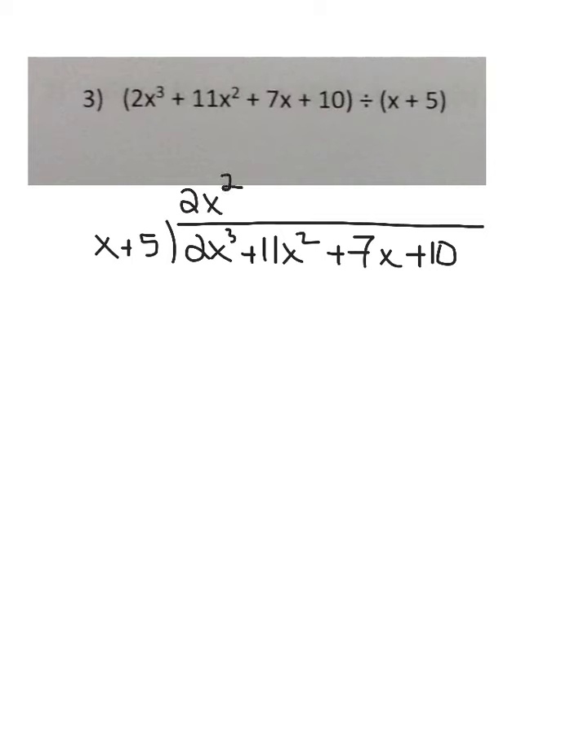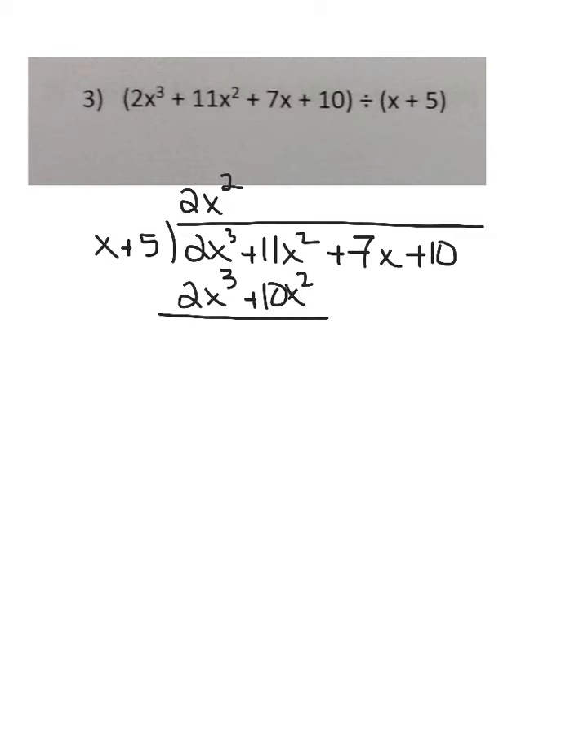Now, once you get that number on top, remember, you're going to take this term and multiply it by both of these, one at a time. So 2x squared times x is going to give me 2x cubed. And that's what we want. We want those two terms to be the same exact thing. Next, I'm going to do 2x squared, and I'm going to multiply that by 5. And that's going to give me positive 10x squared.